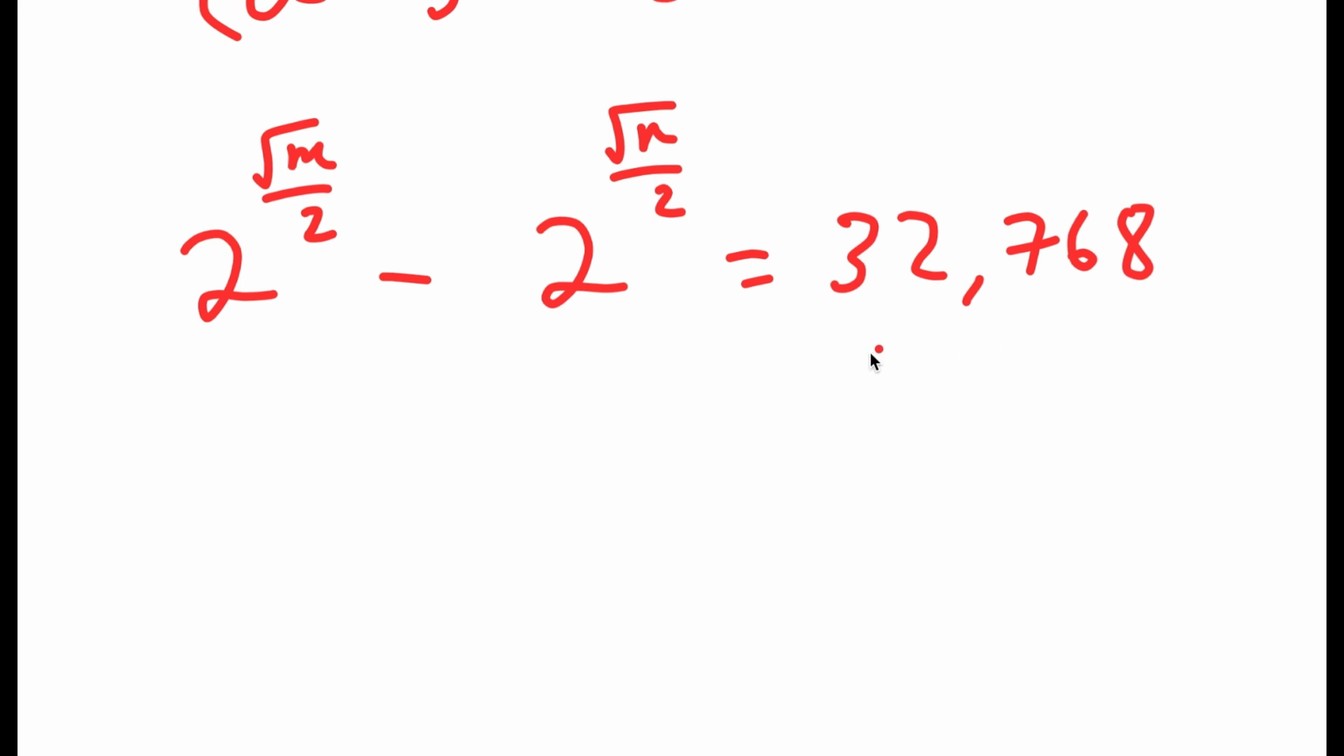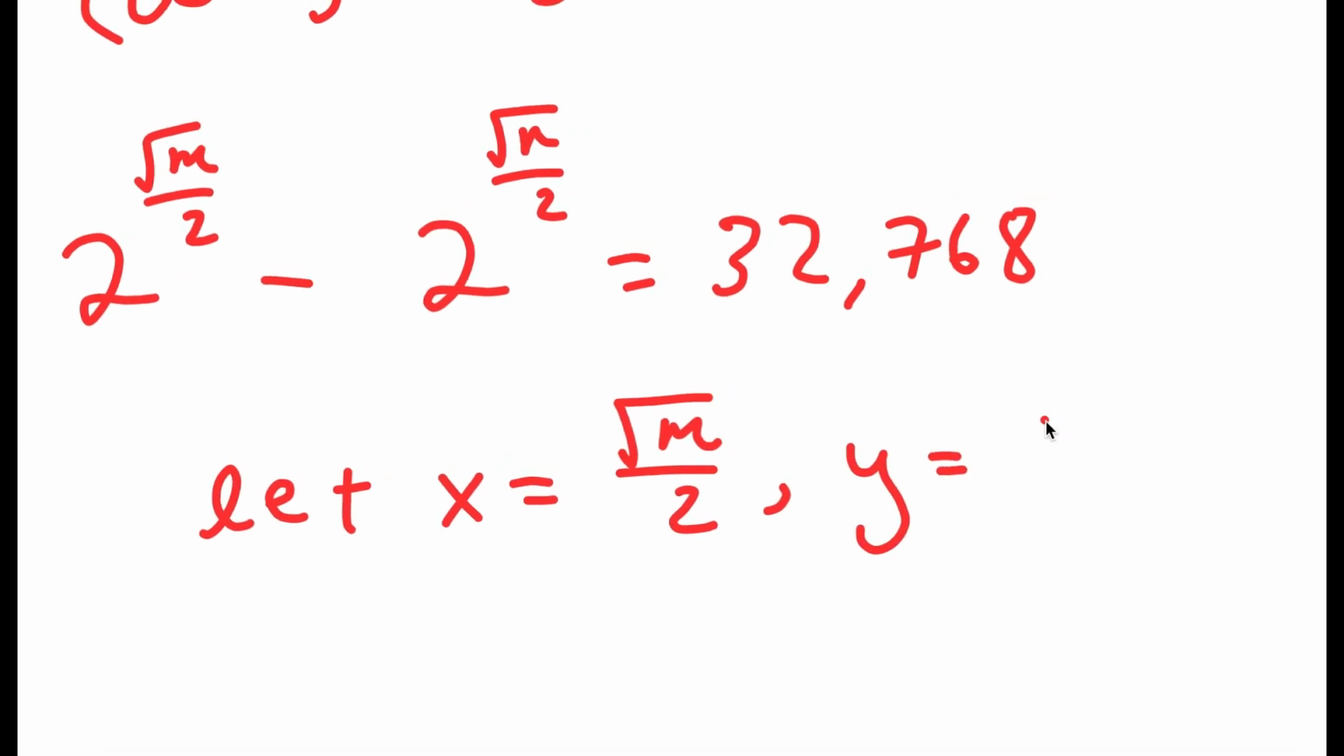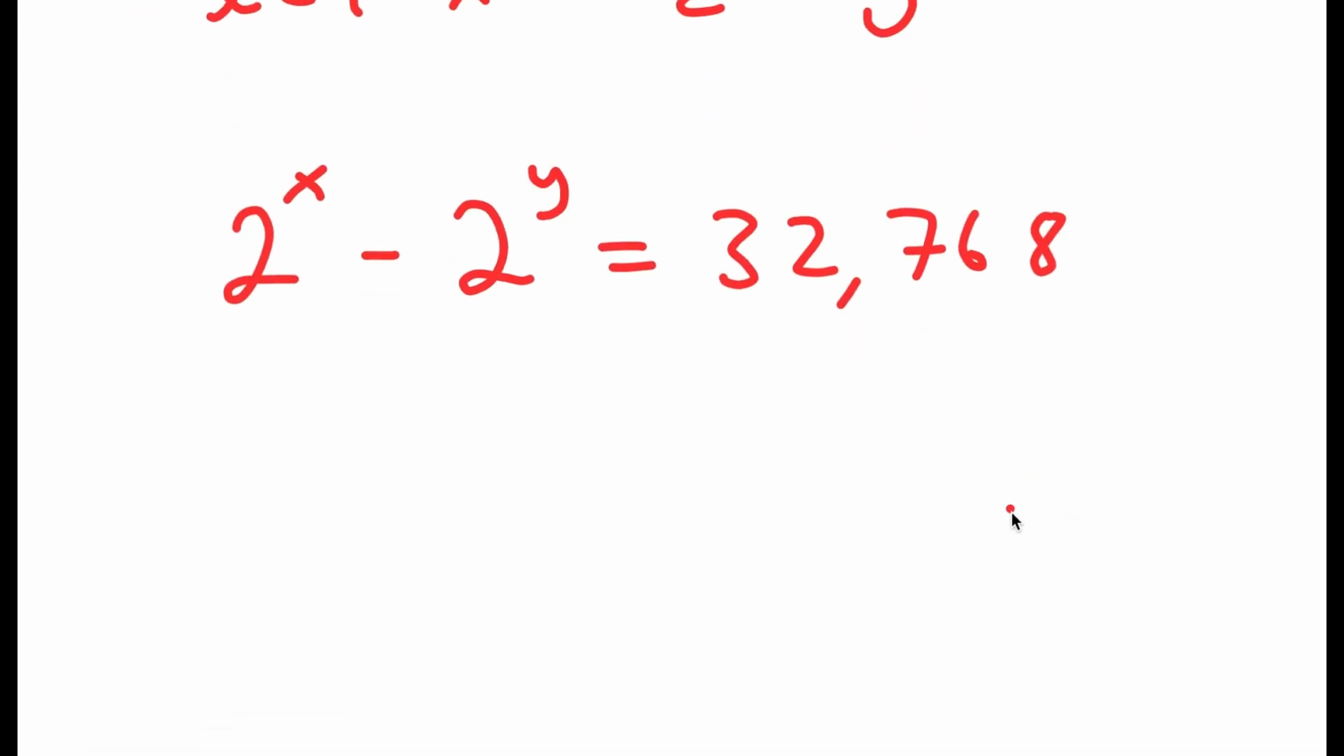Now from here, what I'm going to do is let the variable x equal the square root of m over 2, and let the variable y equal the square root of n over 2. The reason I'm doing this is just to make things a little more simplified, so they're not too complicated. So now I have 2 to the power of x minus 2 to the power of y is equal to 32,768.